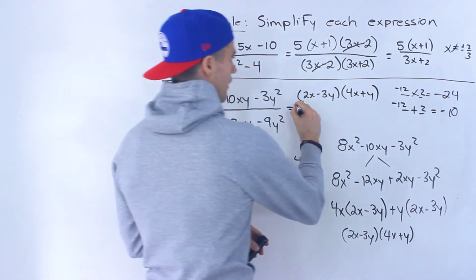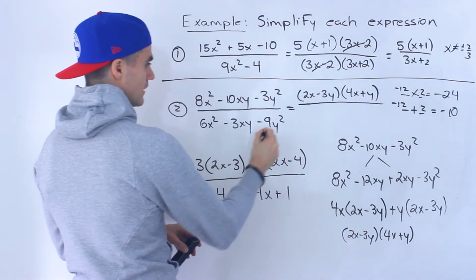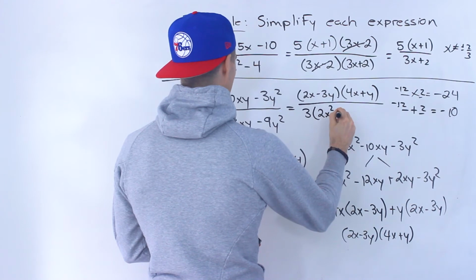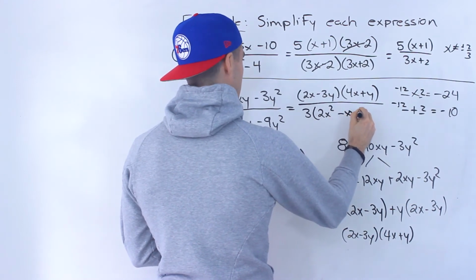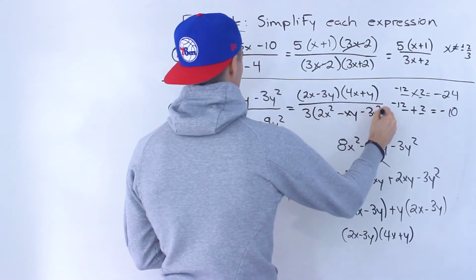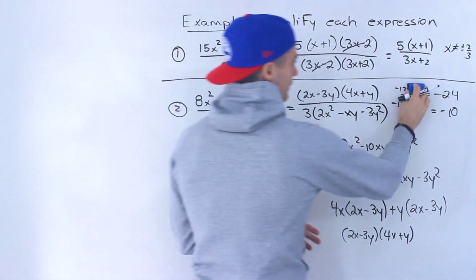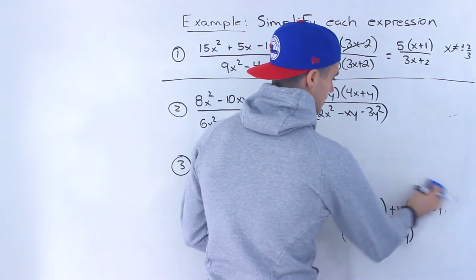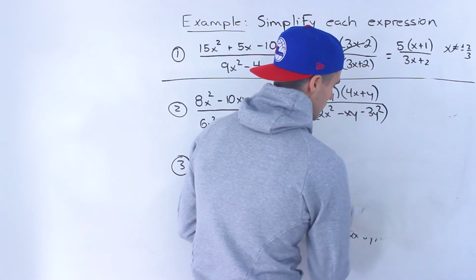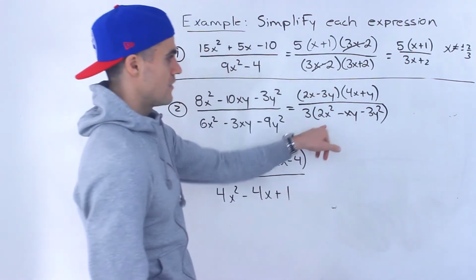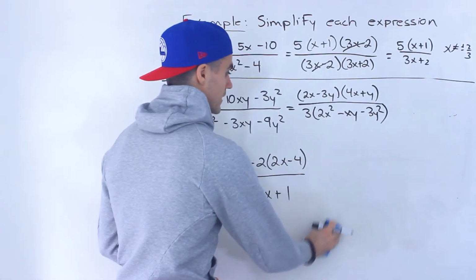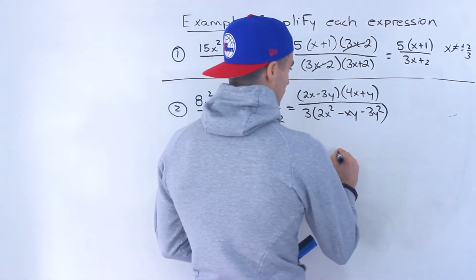And then down here, what we could do, we could take out a 3. So we'd be left with 2x squared minus xy minus 3y squared, like that. And then what we want to do is see if we could factor this bracket here, right? This 2x squared minus xy minus 3y squared. And in fact, we can.